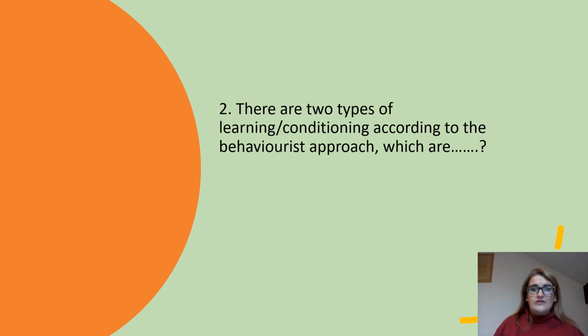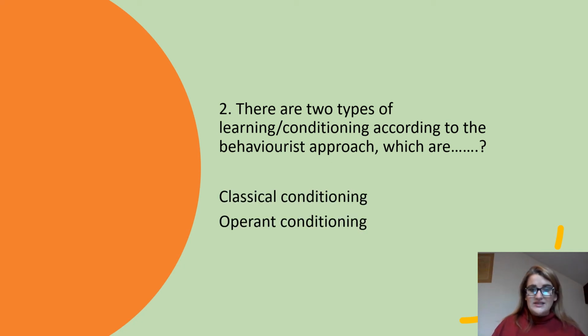Okay, number 2, there are 2 types of learning or conditioning according to the behaviourist approach, which are, okay, and hopefully you're saying classical conditioning and operant conditioning. So well done if you got those right. So we're just doing a recap now of the lesson. Make sure you've learned something. And remember, you can always go back to these. You don't have to do the full lesson all in one bit. Just do 5-minute chunks here and there.